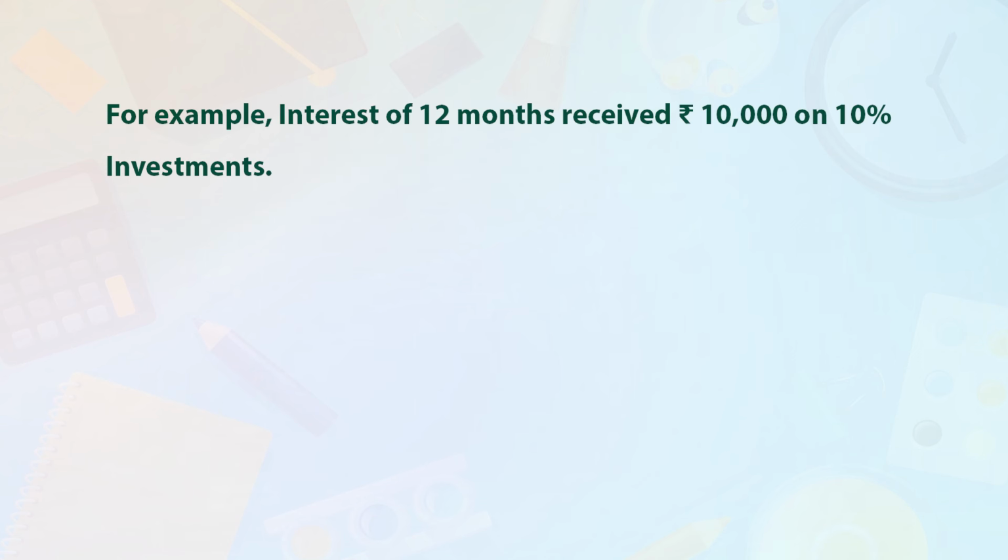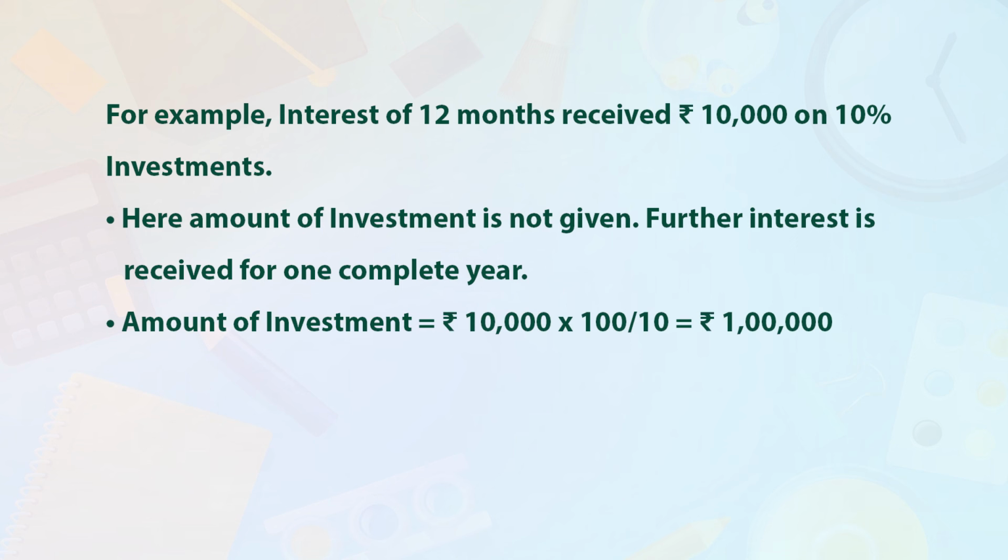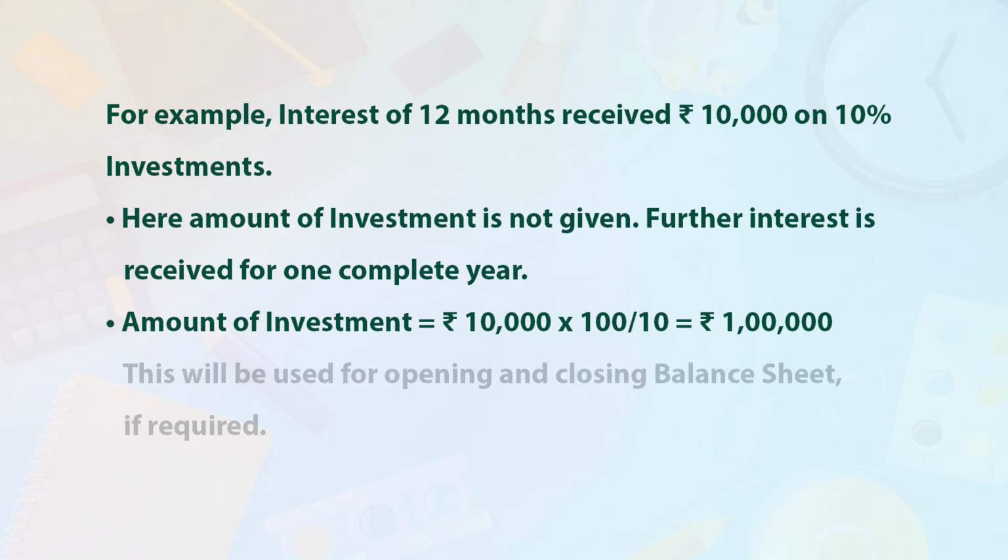be given. For example, interest of 12 months received, rupees 10,000 on 10% investment. Here the amount of investment is not given, further interest is received for one complete year. Amount of investment is rupees 10,000 into 100 divided by 10, that will come to rupees 1 lakh. This will be used for opening and closing balance sheet if required.